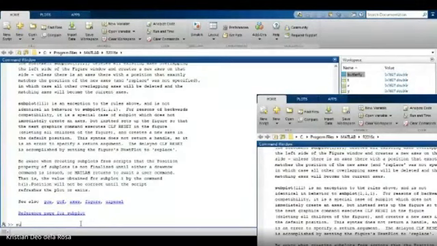No, we really need to plot this. Plot x comma t. Then hold on. Plot y comma t. Press.